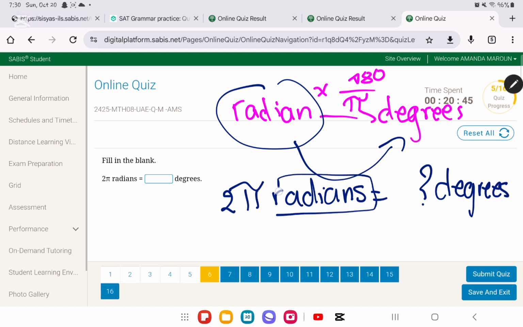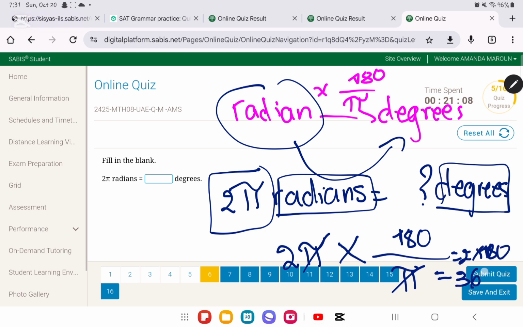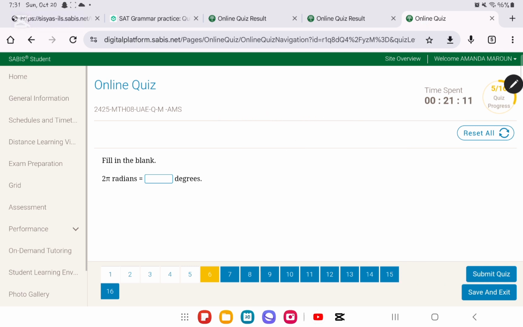We are going to leave the radians alone, and we're going to leave the degrees alone because these are units. Then we're going to take this 2 pi and multiply it by 180 over pi. The pi will cancel with the pi, and we're left with 2 times 180, which is 360. So now we know that 2 pi radians is 360 degrees.